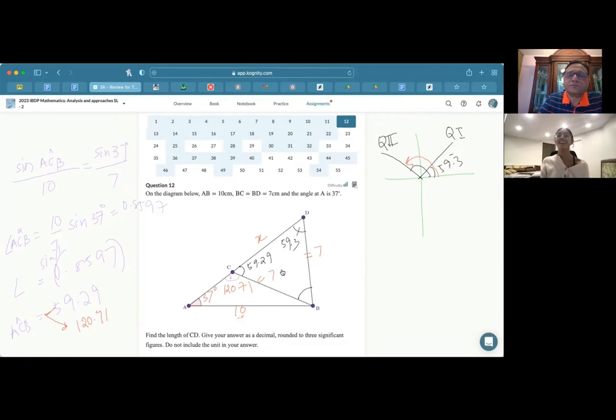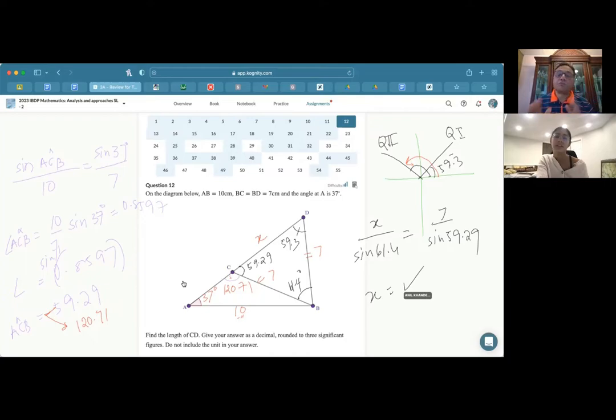Ah, now I understand. It didn't even take that many steps. That annoyed me so much because I literally couldn't get over it. Sine of 61.4 is equal to 7 over sine of 59.3. So now you find the value of x. Is that clear to you? Right, that's completely clear.